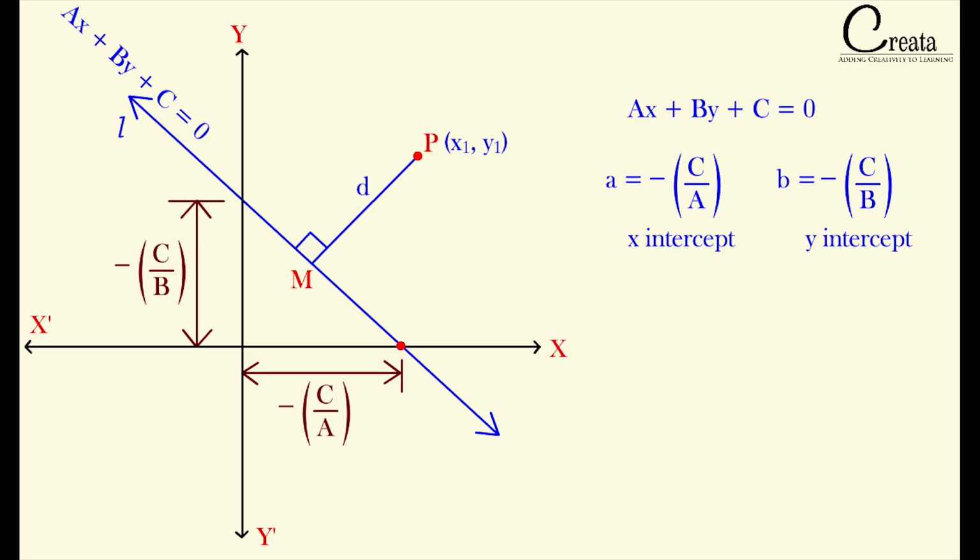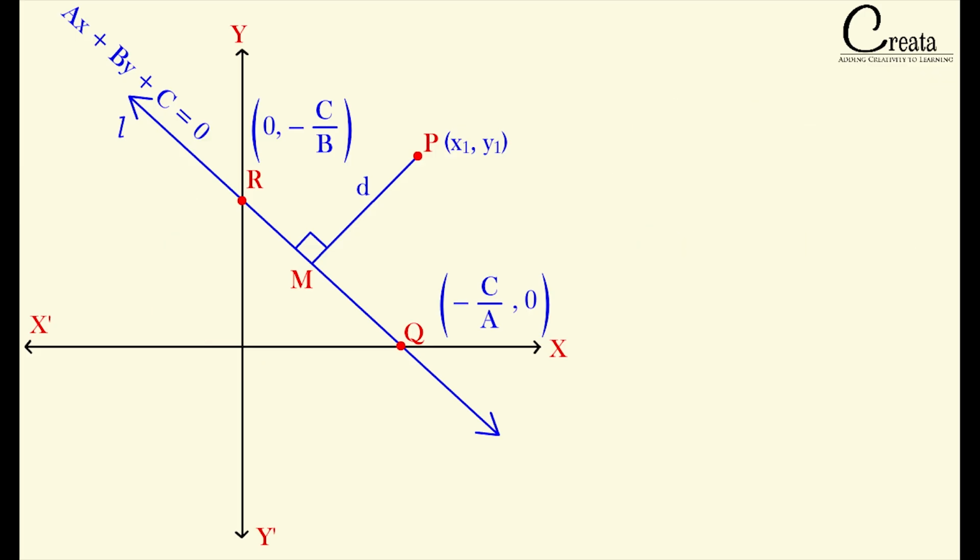Let's denote this point as point Q and this point as point R. That is, Q is the x-intercept and R is the y-intercept. Further, can we write the coordinates of point Q as minus c by a, 0, and the coordinates of point R as 0, minus c by b? Okay, we can do so, as our x-intercept is minus c by a and our y-intercept is minus c by b.